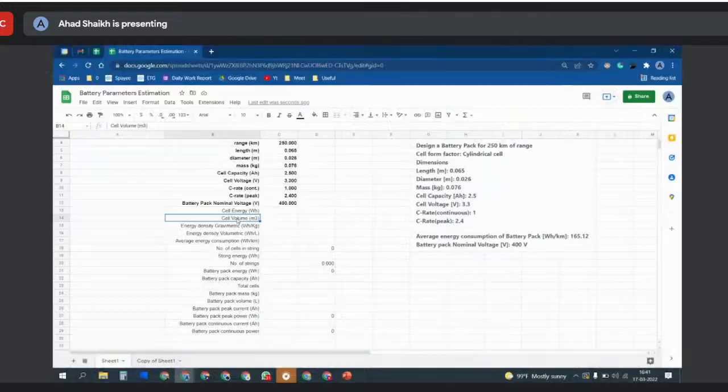Based on these, we have to find certain parameters. We already found the cell energy and cell volume, then we have to find the energy densities. Then we will see the number of cells in a string. A string is the cells connected in series. So that is called a string.